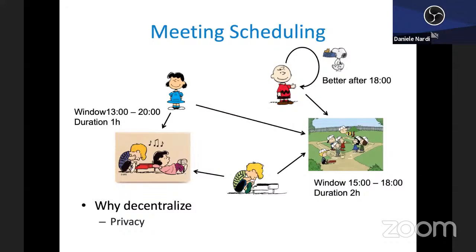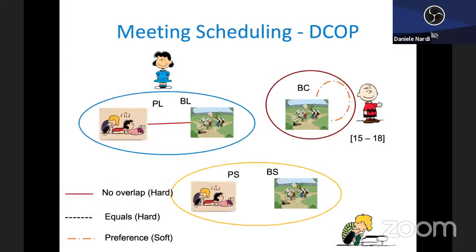And see, for example, we have a window from 1 to 8 p.m. in which Lucy wants to play piano with Schroeder, and that the baseball should take place between 3 and 6, and so on and so forth. So determining the activity schedule, the schedule of those activities can be done through distributed constraint optimization.